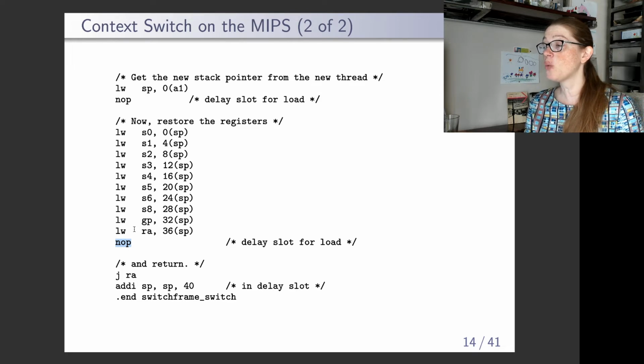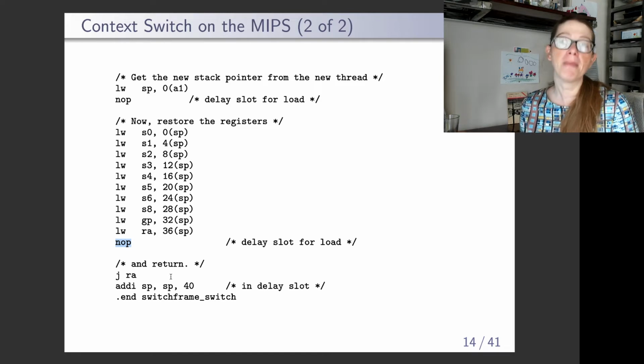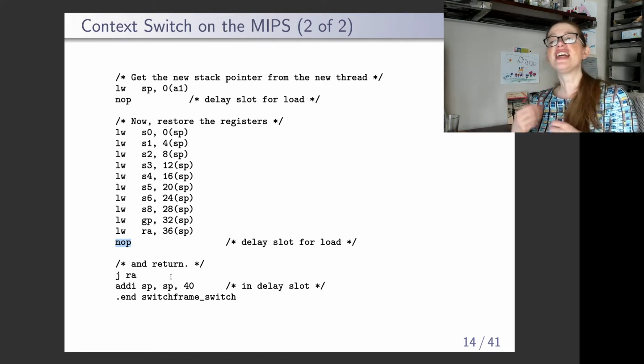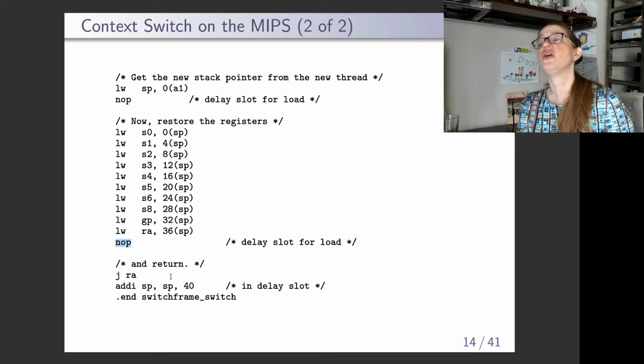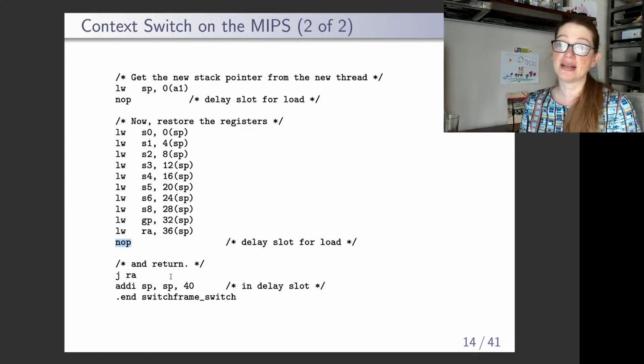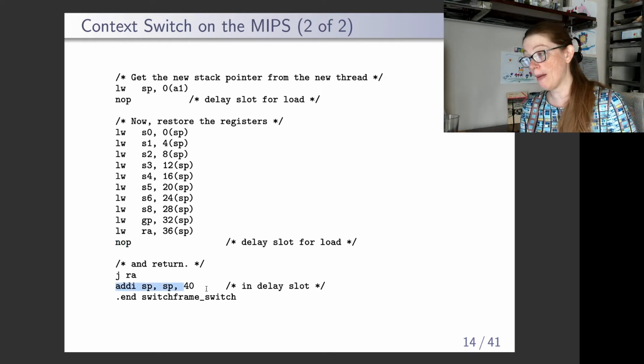And that's because we are loading something into the return address register and then we're jumping right to it. So because again, there's a chance that we haven't finished loading the value into the register, we're actually going to need to use something in the delay slot here. We also have something in the delay slot of the jump.